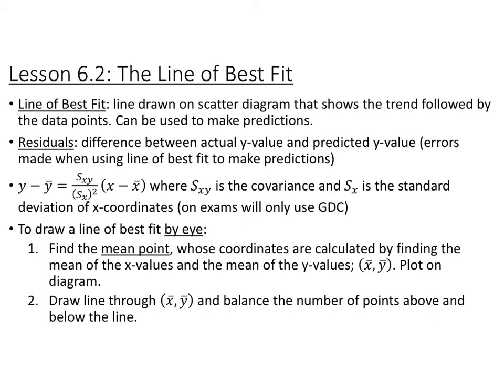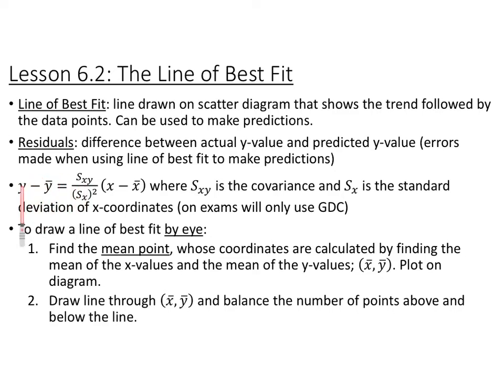So lesson 6.2, we're going to be talking about the line of best fit or regression lines. I would pause the video and write down these vocab words. So the first one, line of best fit, that's a line that can be drawn on a scatter diagram that shows the trend followed by the data points, and we can use it to make predictions about data that we don't have. Residuals is the difference between your y value and the predicted y value. This error is how you find the best line of fit if you're doing it by hand.